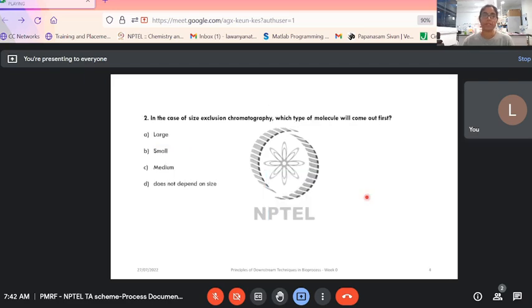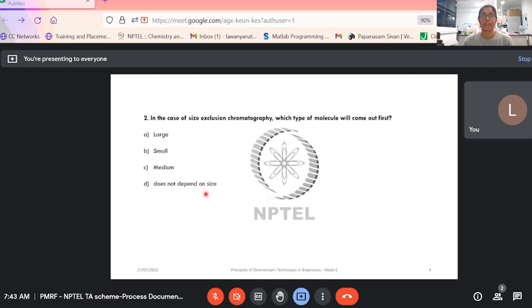The second question is, in the case of size exclusion chromatography, which type of molecule will come out first? Let's take 5 seconds to think about the answer. You can also pause and think about it and then play. So option A is large, B is small, C medium, and D does not depend on size.